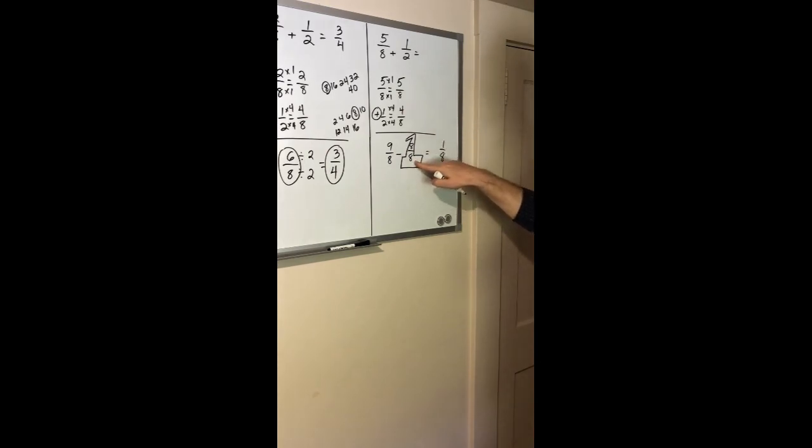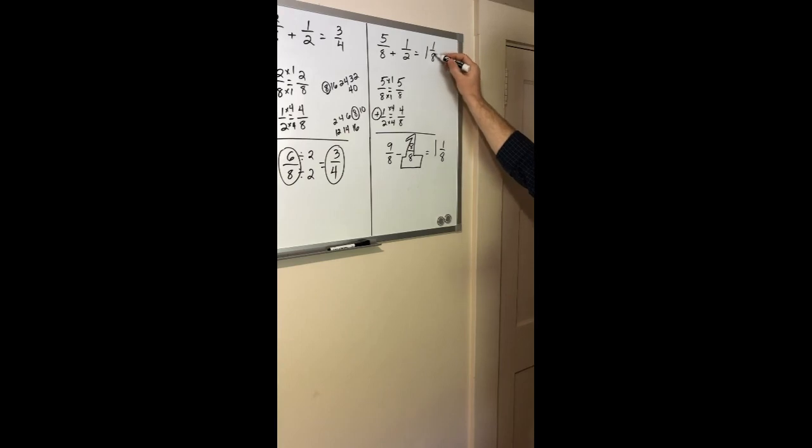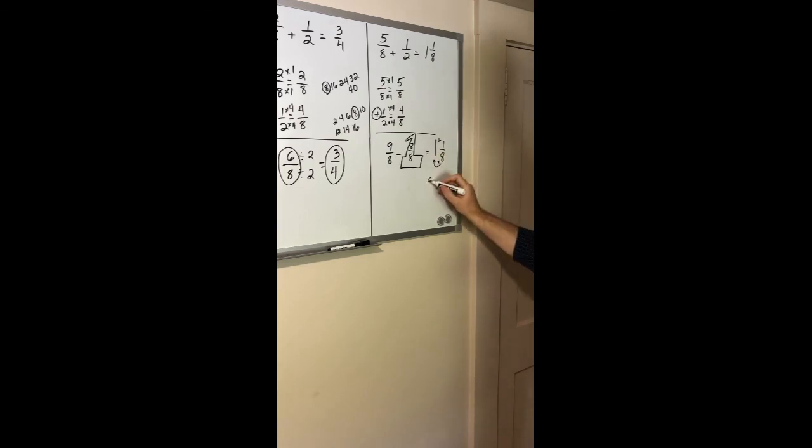But I have a whole there. So that's 1 and 1/8. So this answer is 1 and 1/8. And your teachers may have taught you a trick. 8 times 1 plus 1. So 8 times 1 is 8, plus 1 is 9, so that's 9/8. So I know 9/8 equals 1 and 1/8.